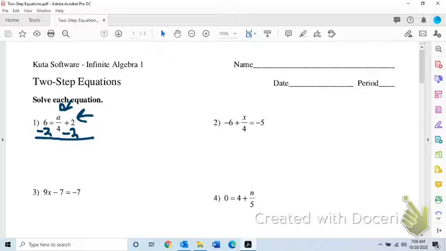So moving left to right, 6 minus 2 is 4. That a over 4, nothing happens there. And the 2 minus 2 becomes a 0. So now we just have 4 equals a divided by 4.